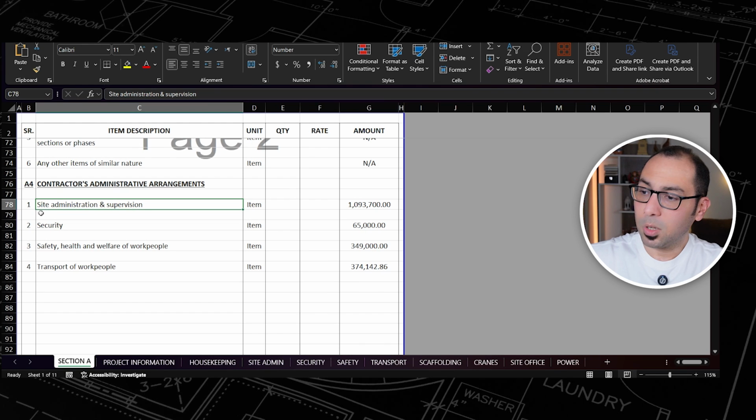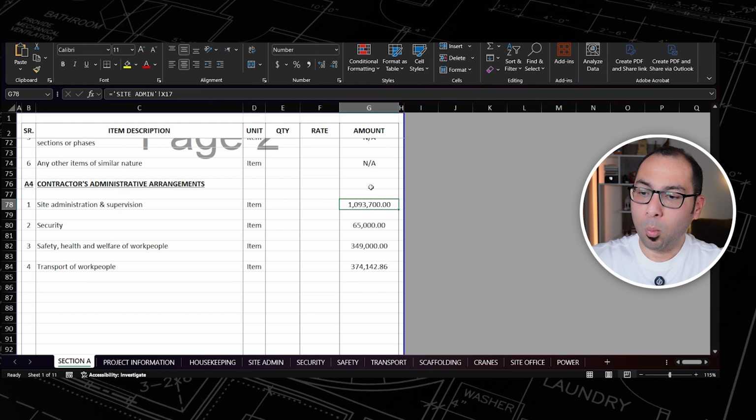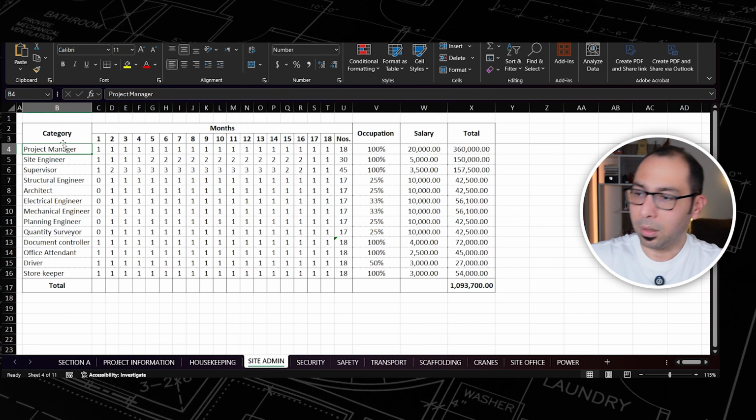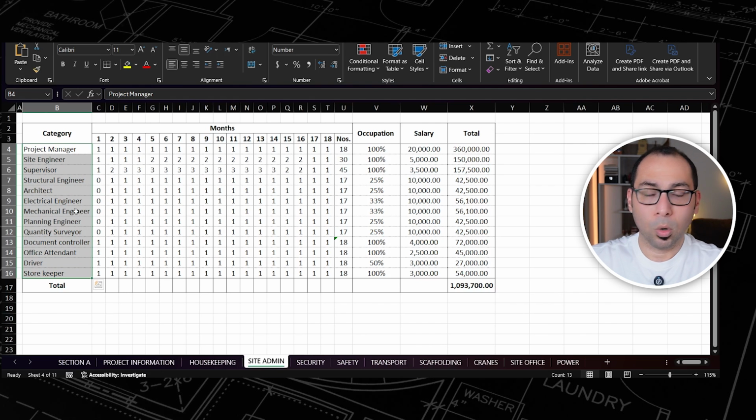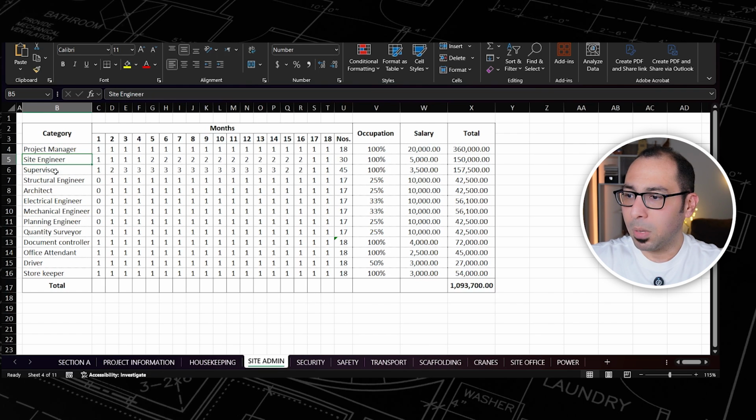So let's start with the first one here, which is the site administration and supervision. From where I am getting this number, I'll have to make a breakdown like this with the category of all the engineers that will be working, the engineers and the admin staff of this project. So here, as you can see, I have a project manager, site engineer, supervisor, structural engineer, architect, and so on.